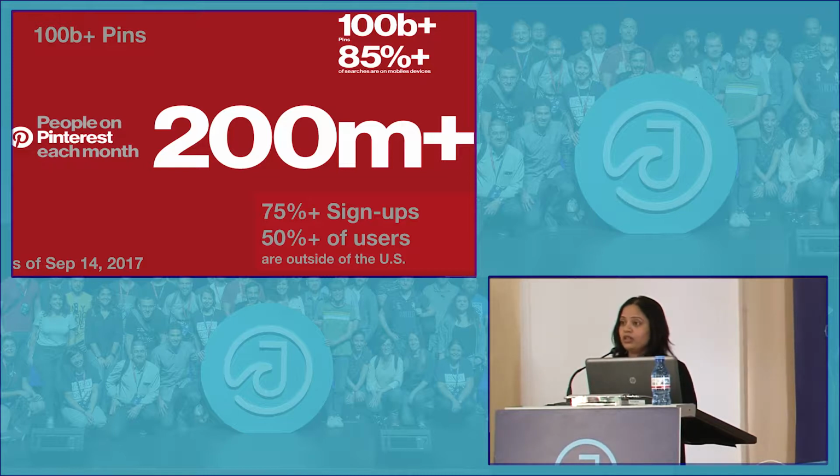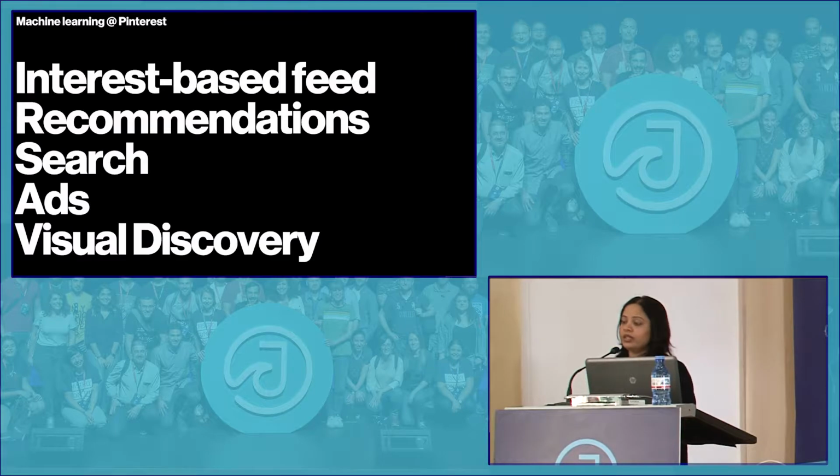We serve 100 billion pins every day, which means we serve 3 trillion pins a year. And so, needless to say, the product is super complicated, it's super huge, it runs at a very big scale, and given the fact that it has so many machine learning aspects to it, some of them, other than the home feed that I just mentioned, is also called the interest-based feed, are recommendations.